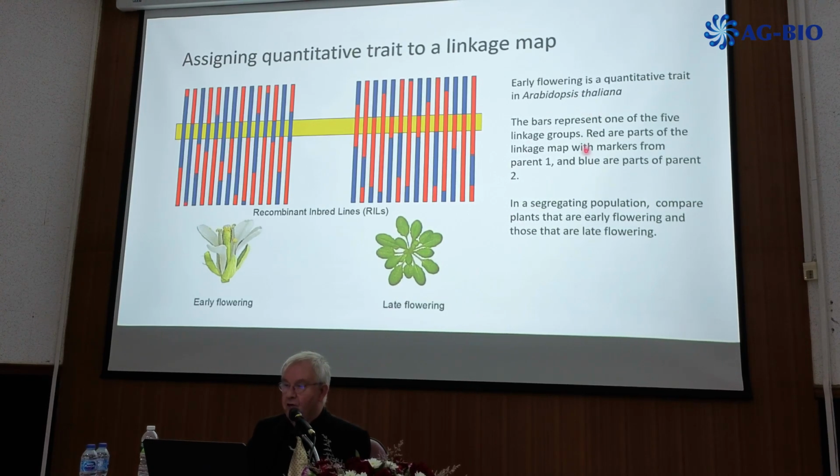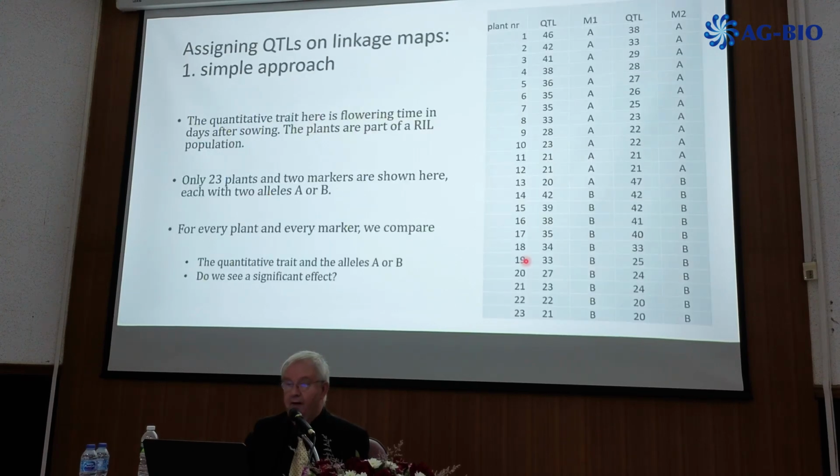So the early flowering is a quantitative trait in Arabidopsis. The bars represent one of the 5 linkage groups. Red are part of the linkage group marked from parent 1, blue from parent 2. And in the second population, you compare the plants that are early and those that are late flowering.